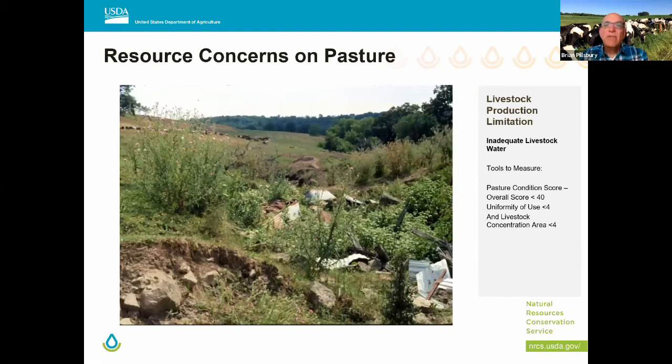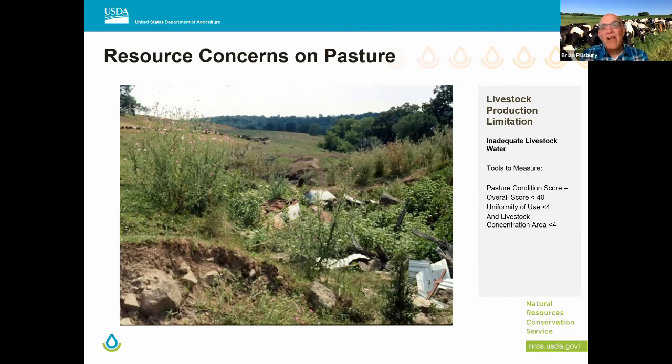Another livestock production limitation is inadequate livestock water. What you have here is cows along a water area. This just happened to be an old watering tank that they took the water out of and decided to water down below at a much lower spot. So cows keep coming back to where the water was and then have to walk long distances to water, creating basically a poor uniformity of grazing and spending more time at the water area.